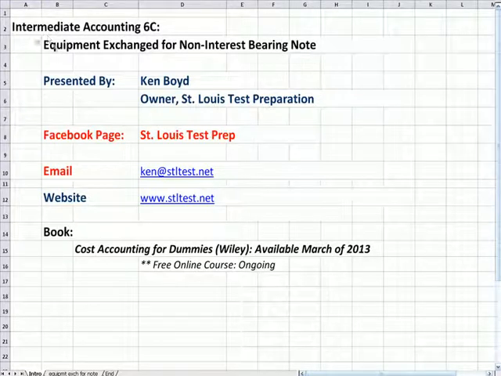Intermediate accounting 6C: equipment exchange for a non-interest-bearing note.